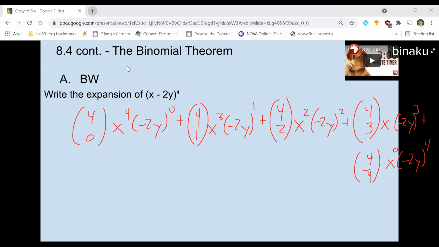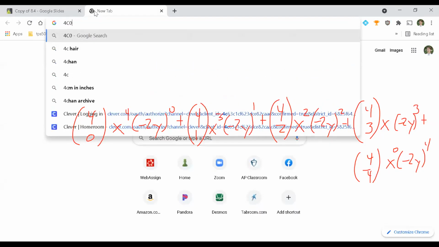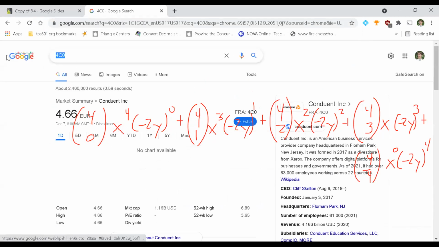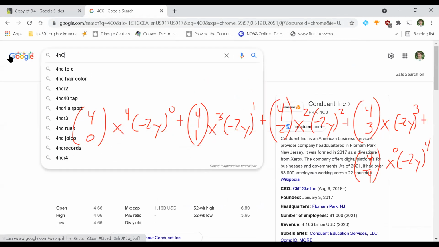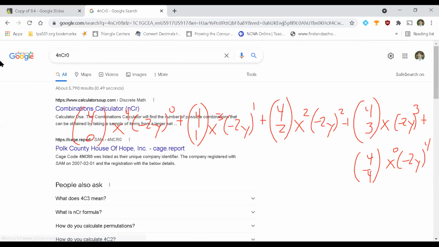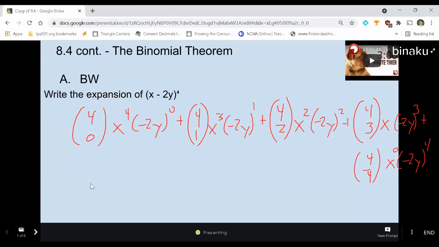I wonder if you could do these in Google. 4C0. No, it won't do it. 4 NCR 0. Nope. Oh, well, there's a combinations calculator. You can just plug them right there. Otherwise, you just grab your calculator and you're going to type these in.